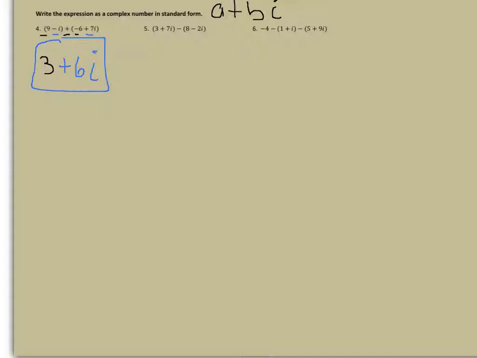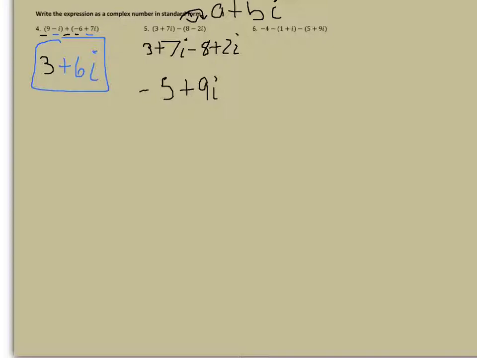Now, when it's a minus, though, distribute that negative. So you get 3 plus 7i minus 8 plus 2i. Now combine like terms. What's 3 minus 8? Negative 5. 7 plus 2, 9i.